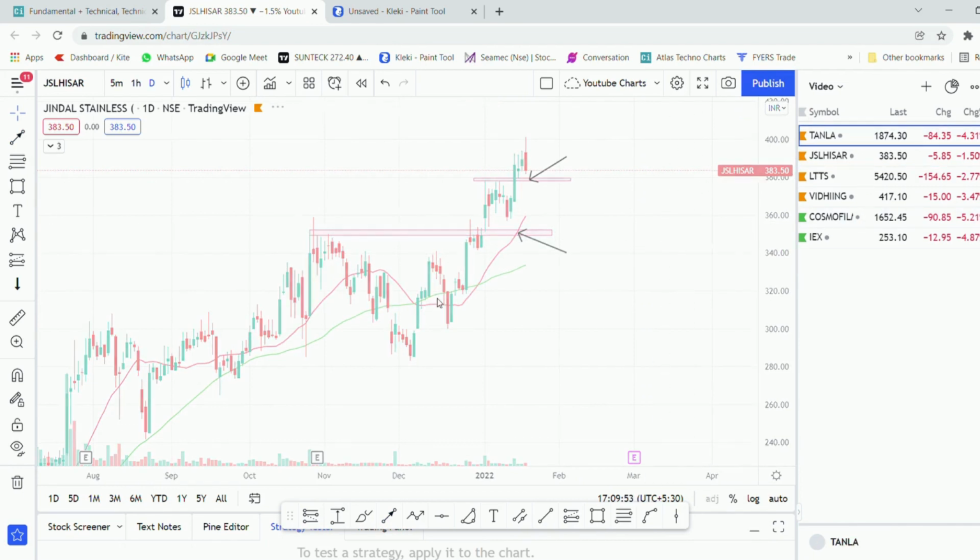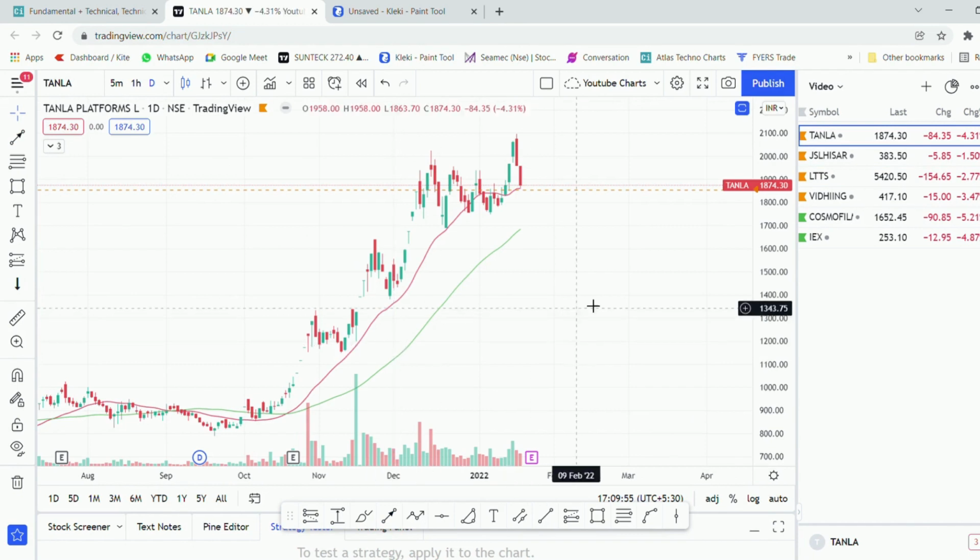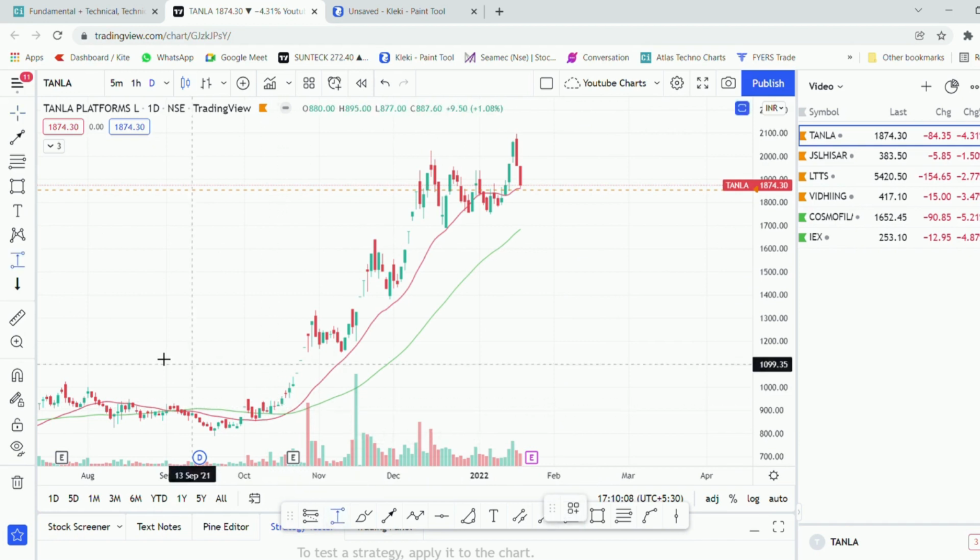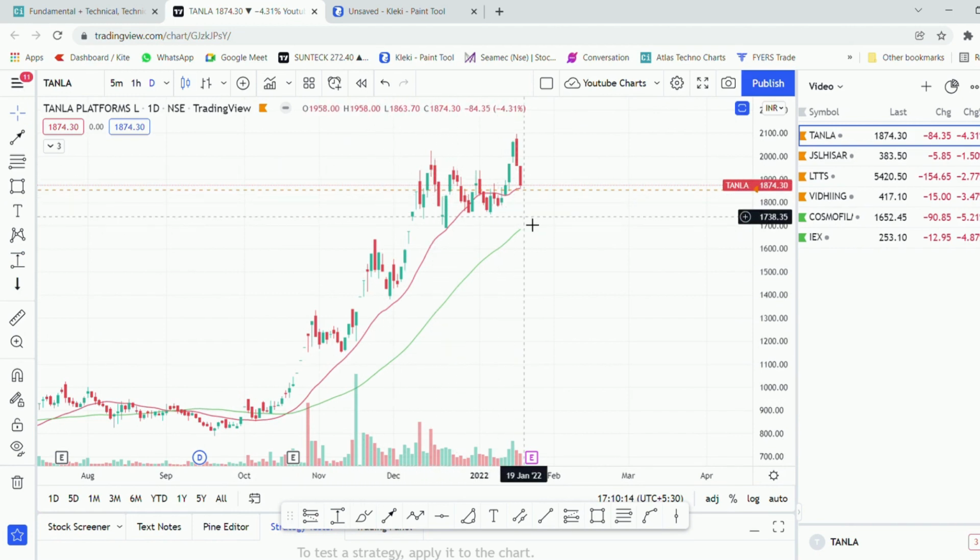Let us check Tanla Platforms. In case of Tanla Platforms, as we can see, the stock is near the 21 EMA. But in this case, one should be cautious while entering, because the stock has a tendency to move in upper or lower circuits, as we can see from the past history, and also it is in the circuit limit band. So one should always keep in mind the risk involved before entering into a particular trade.